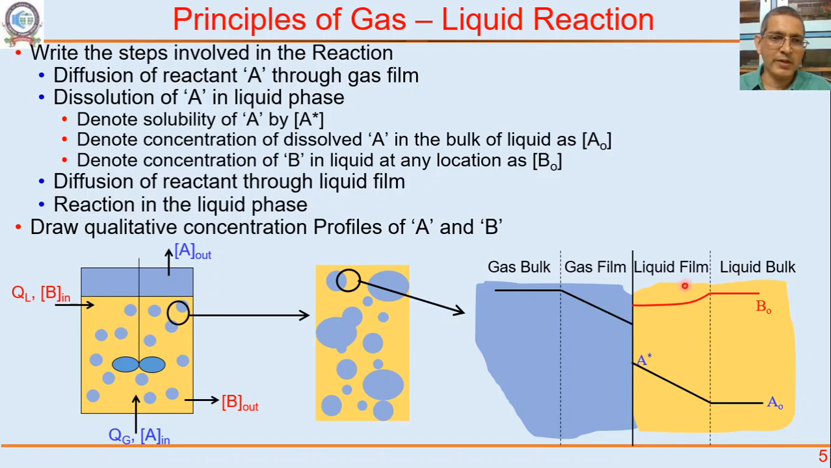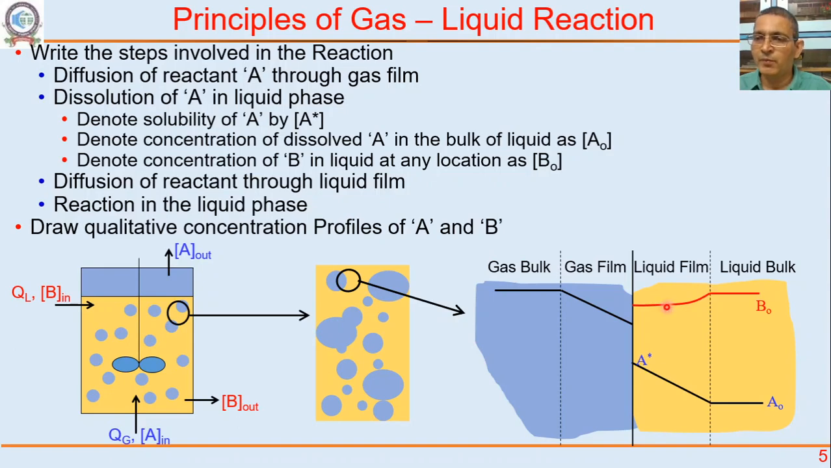So if you want to draw concentration profiles of A, concentration would be constant in the bulk. Then there is a mass transfer resistance for A. Then there is a dissolution equilibrium between the A in the gas phase and A in the liquid phase. This we are going to call A star. Then there is diffusion and reaction of A with B, because A is there, B is there in the liquid. This concentration we are going to call A naught, dissolved concentration of A in the bulk. This dissolved concentration of B in the bulk of liquid we are going to call B naught.